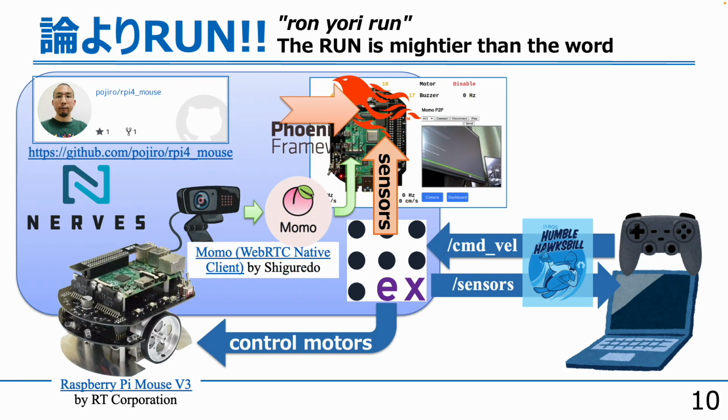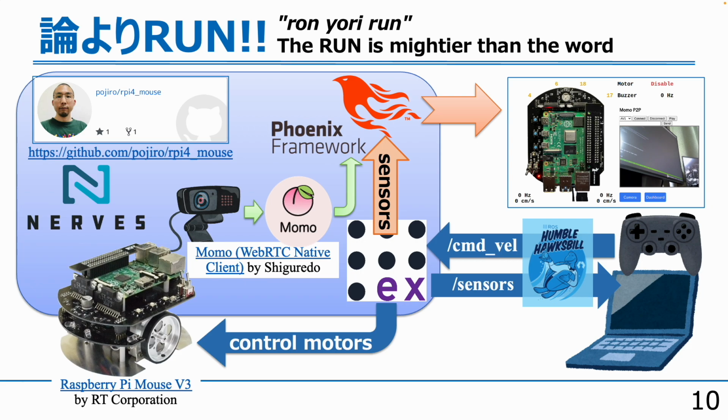But this alone would not be interesting for RCLEX on Nerves. Yes, let's integrate the power of the Elixir ecosystem. We also implemented a Phoenix LiveView web server to monitor sensor data via HTTP access.